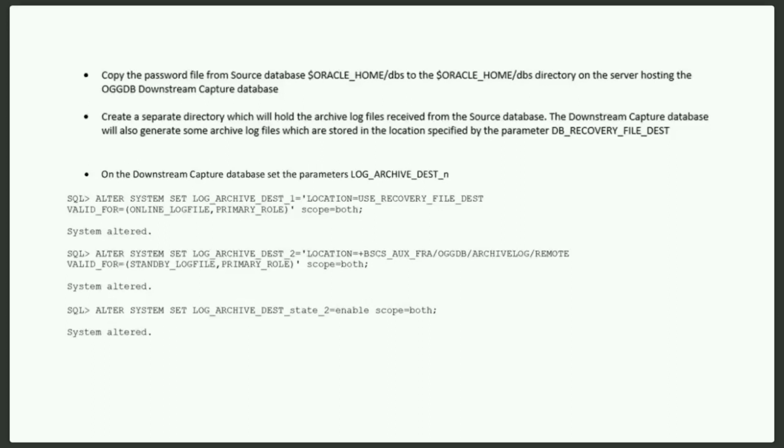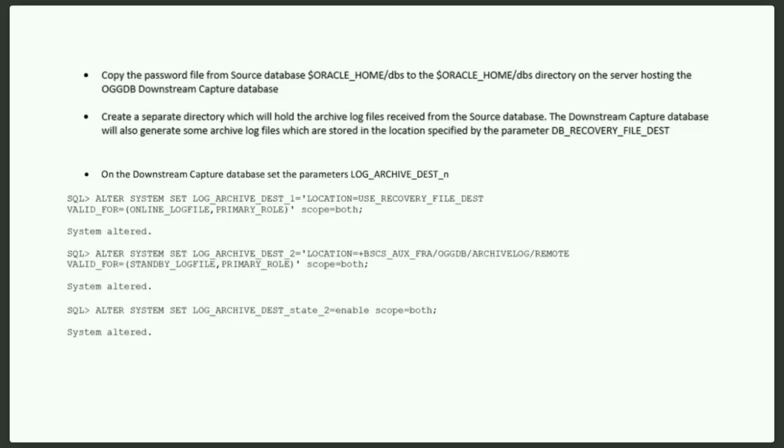So very similar to my DataGuard setup, I have to ensure the password files are synchronized, otherwise I get errors. So copy the password file from the source Oracle Home dbs directory to the downstream capture machine, Oracle Home dbs directory. We also have to ensure, this is a bit important, I need to create a separate directory which will hold the archive log files that are received from the source database.